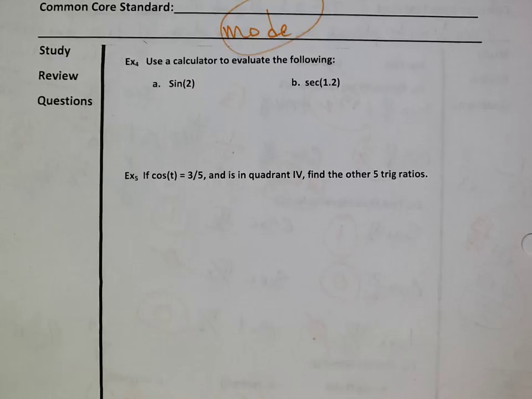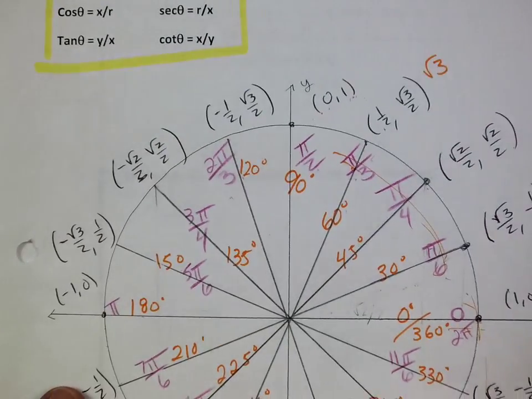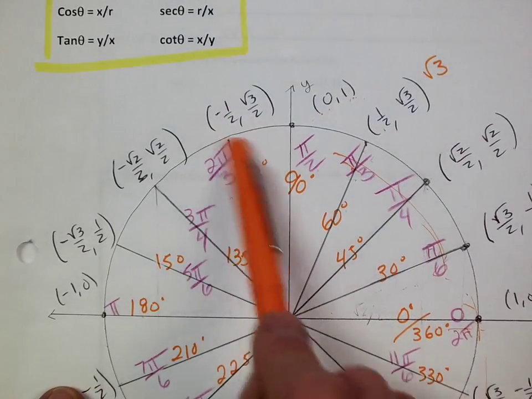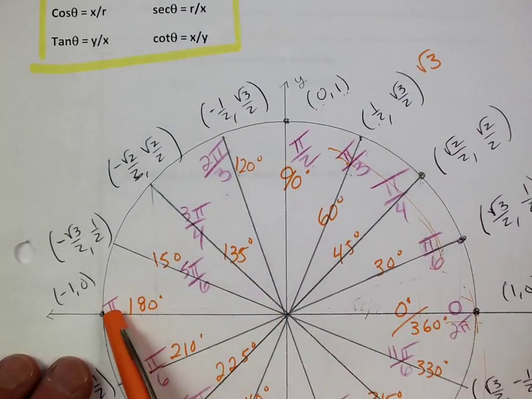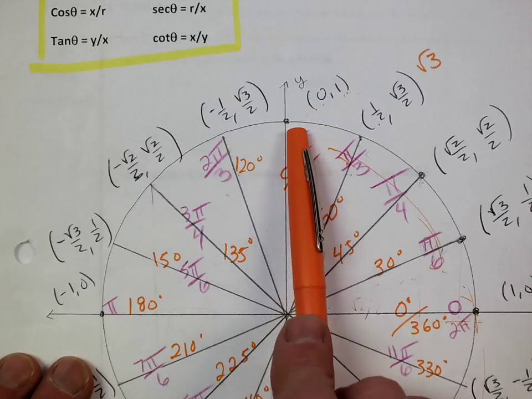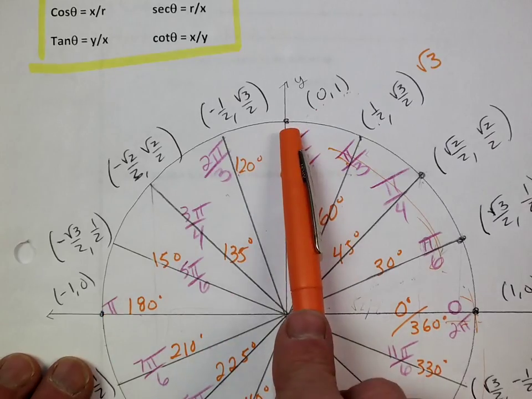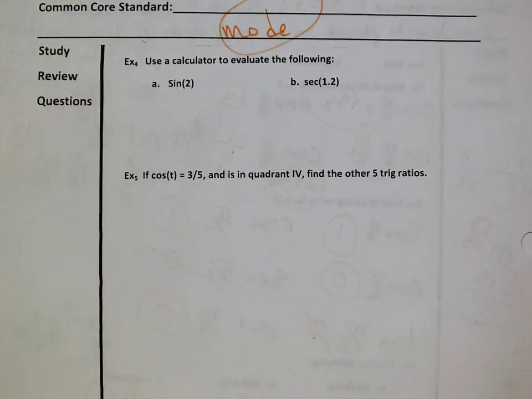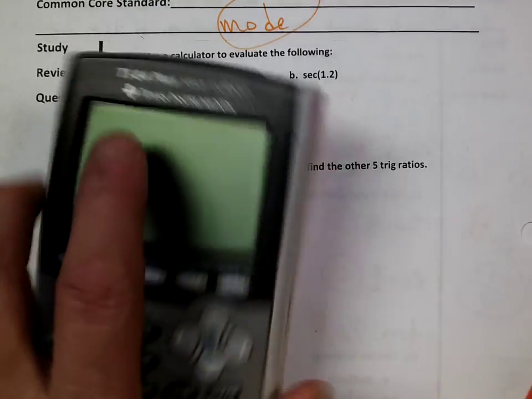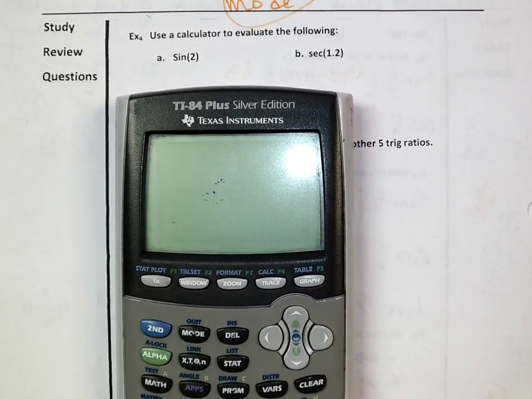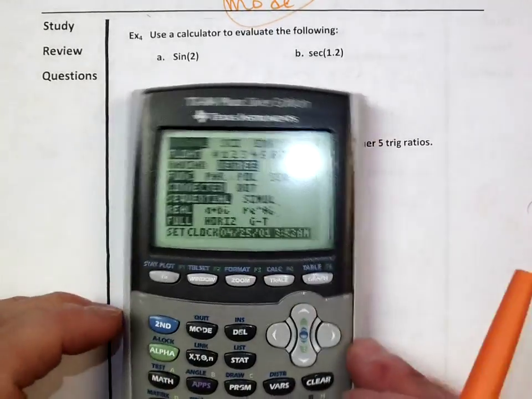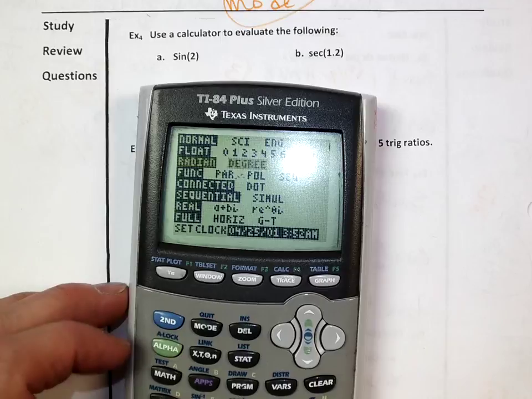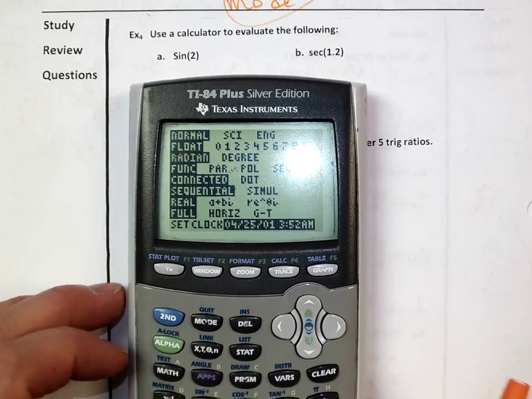Radians. Now sine of 2. Where is 2 on my unit circle? 2 on my unit circle is right about here somewhere. Because I know if that's 3.14 and that's 1.57, then 2 is right about here, okay? This sine value. So you need the sine value of it. So the first thing I'm going to do is take my calculator and change the mode. Go to radians. So change it to radians.